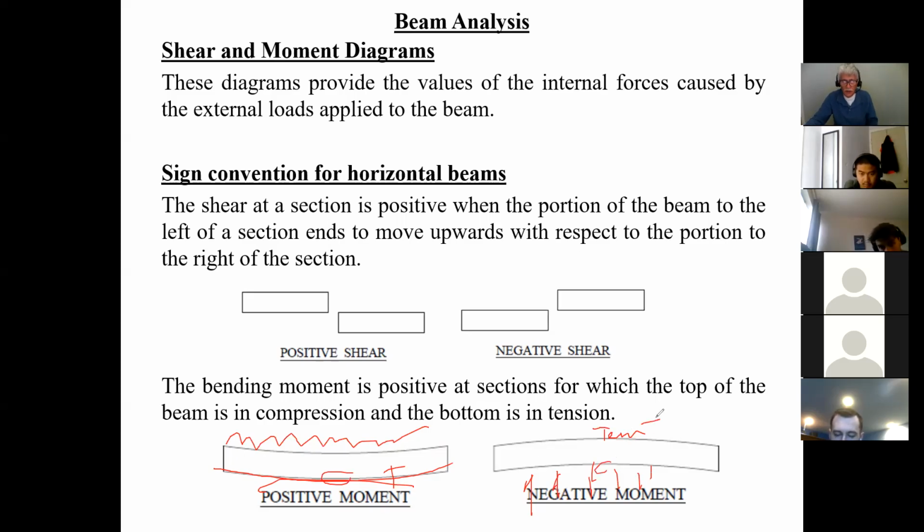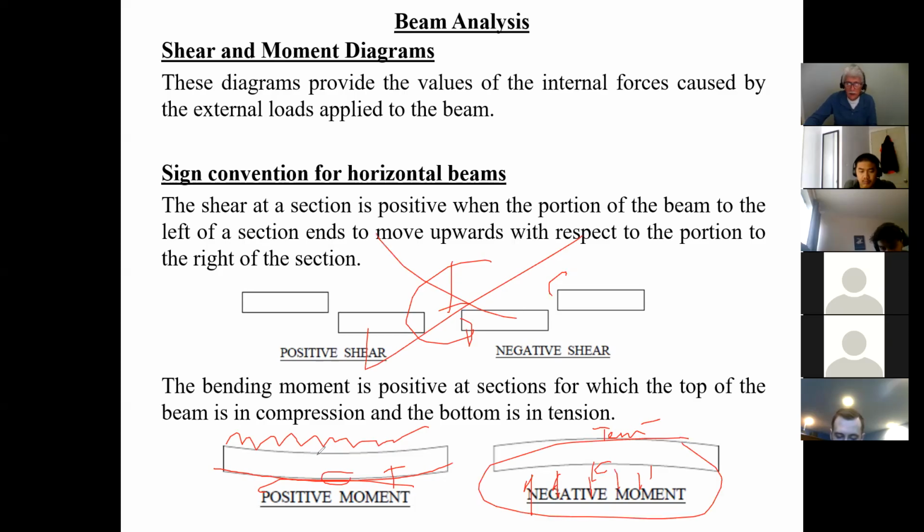So when we say positive or negative, we just want to know: is it the underside where the fibers are in tension, or is it the top side where the fibers are in tension? That's what we mean by positive or negative moments. That's all we mean. It has nothing to do with counterclockwise being positive and clockwise being negative. That's a sign convention for moments.